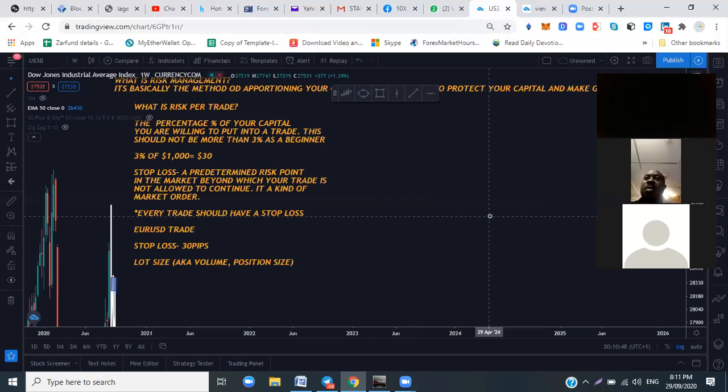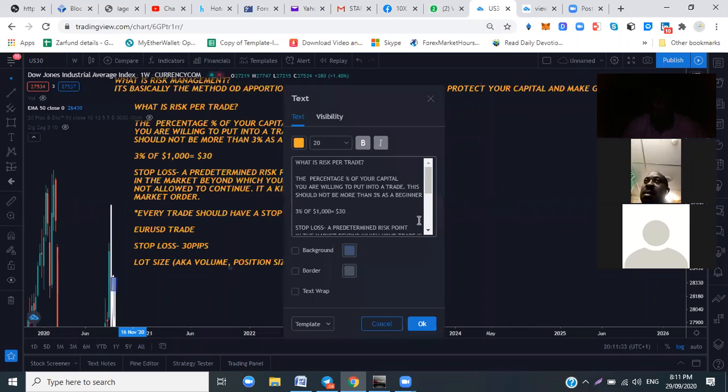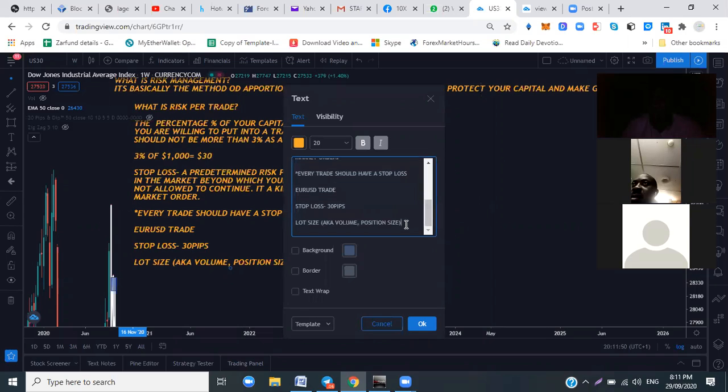When we are entering a trade, it's stop loss that we use to enter that trade. So what we need to calculate now is what is going to be our lot size. That's what we need to calculate.